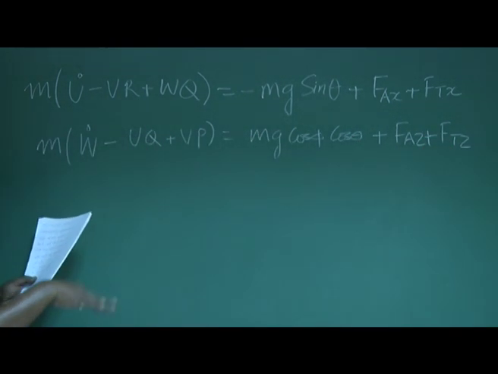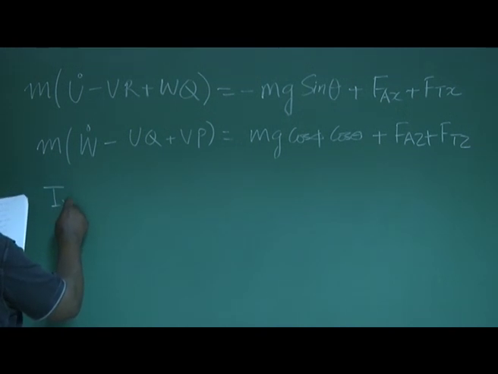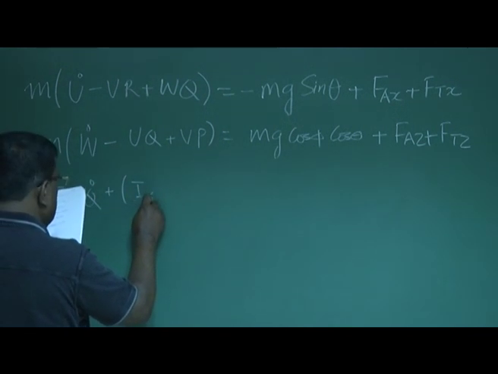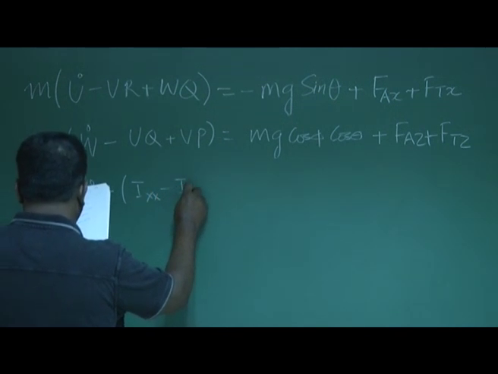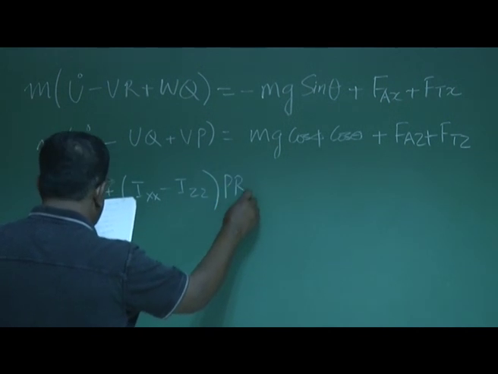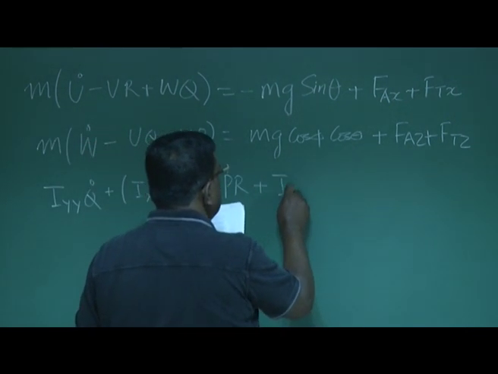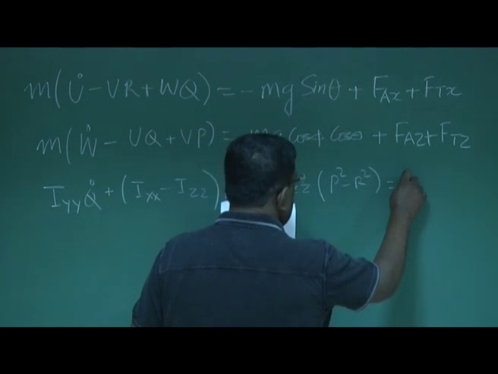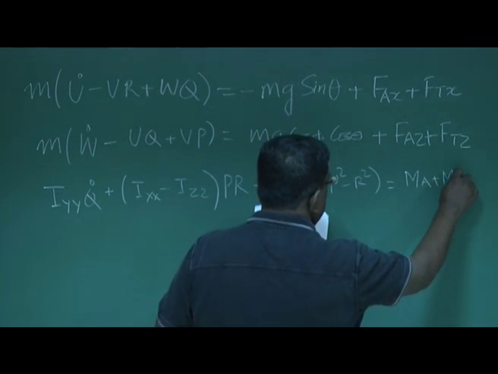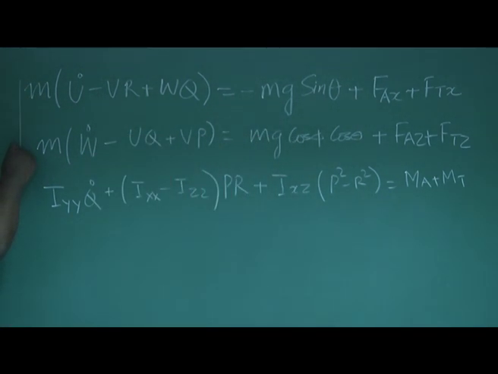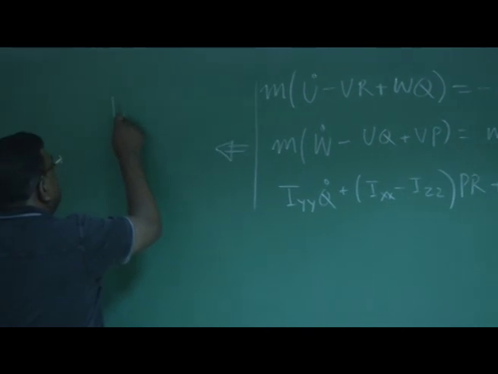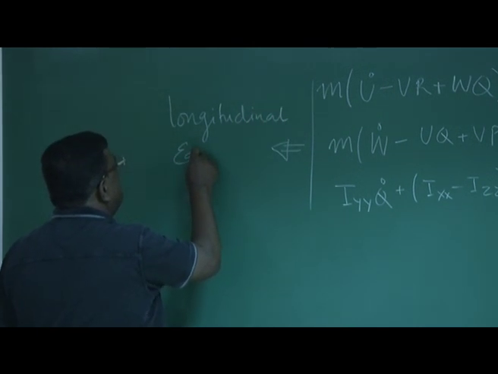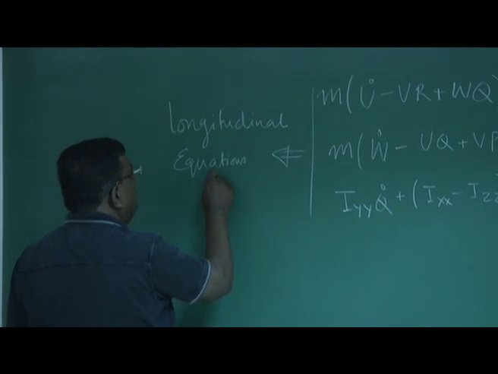and the pitching equation, that is q dot, so it is Iyy q dot plus (Ixx minus Izz) PR plus Ixz into (P square minus R square) equal to MA plus MT. So these are the equations, and we are naming it as longitudinal equations of motion.